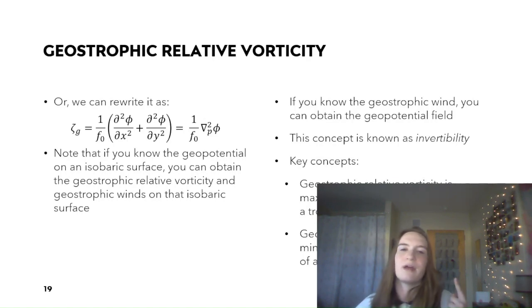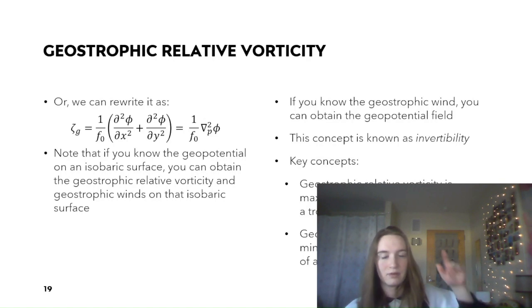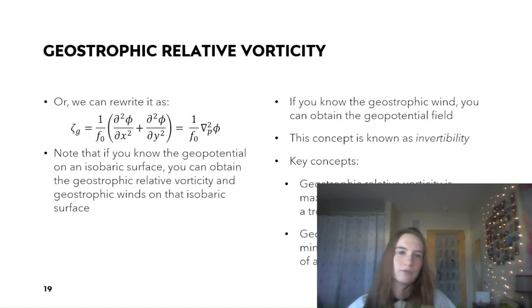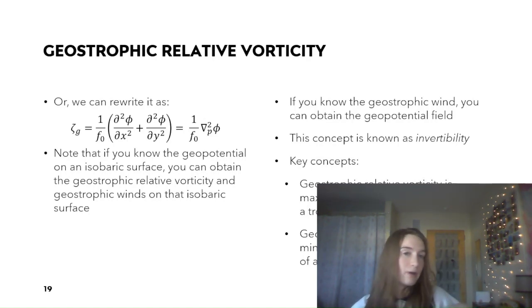That concept's known as invertibility. We will use that a few times later in the semester. So, some key concepts. Geostrophic relative vorticity is maximized, cyclonic, at the base of a trough on an isobaric surface. So, at the base of a trough, the bottom of a trough, geostrophic relative vorticity is maximized. It's cyclonic, right? Because it's going counterclockwise around the low in the northern hemisphere.